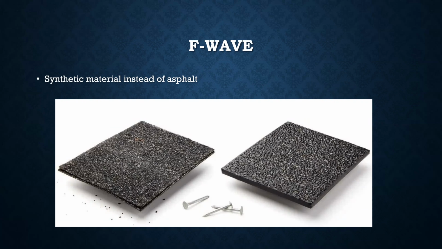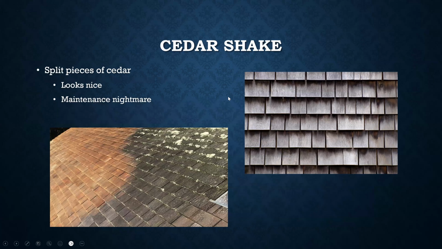And this is an example of that F-Wave synthetic. It's got a regular asphalt shingle on the left, and it's showing what the synthetic looks like next to it. It's designed to mimic it, but it basically says you don't have any granules that are going to fill up your gutters, and you're not going to have granules that fall off and therefore reduce the resistance to UV damage. It's just going to last a lot longer. It's tougher. It's better. And this is all of the things they claim. So it is more expensive, but it's just one of those new products that's out there.